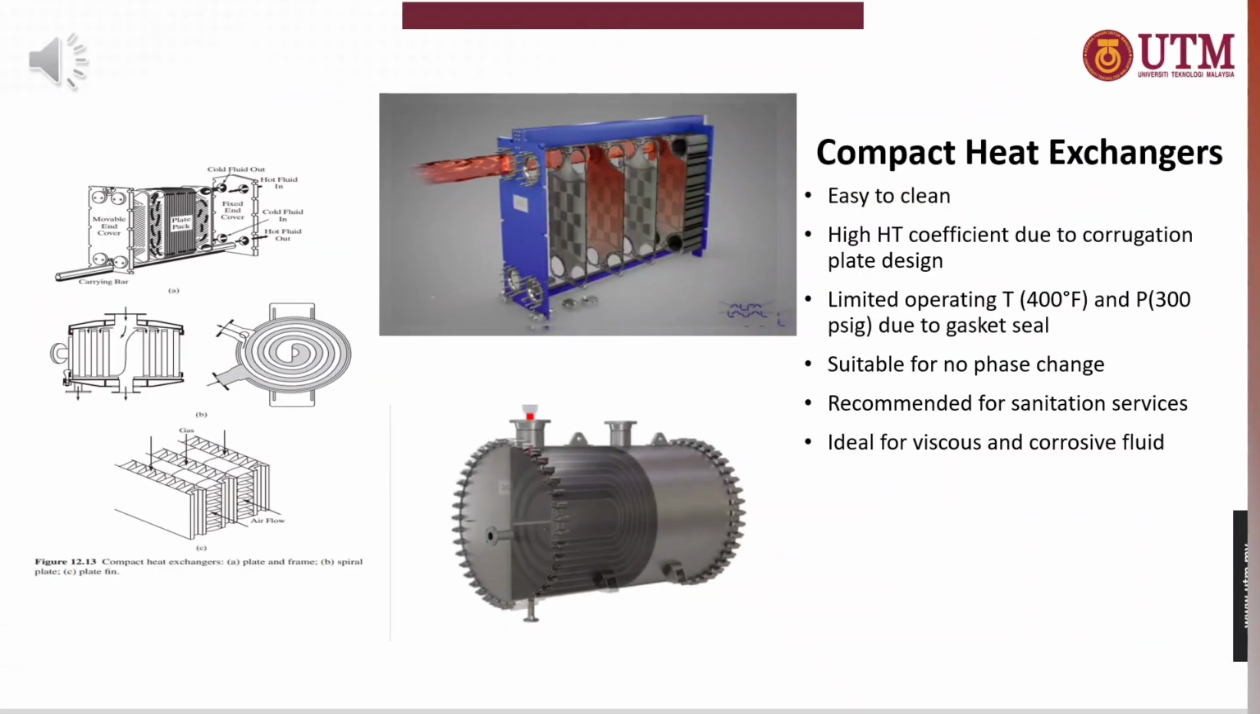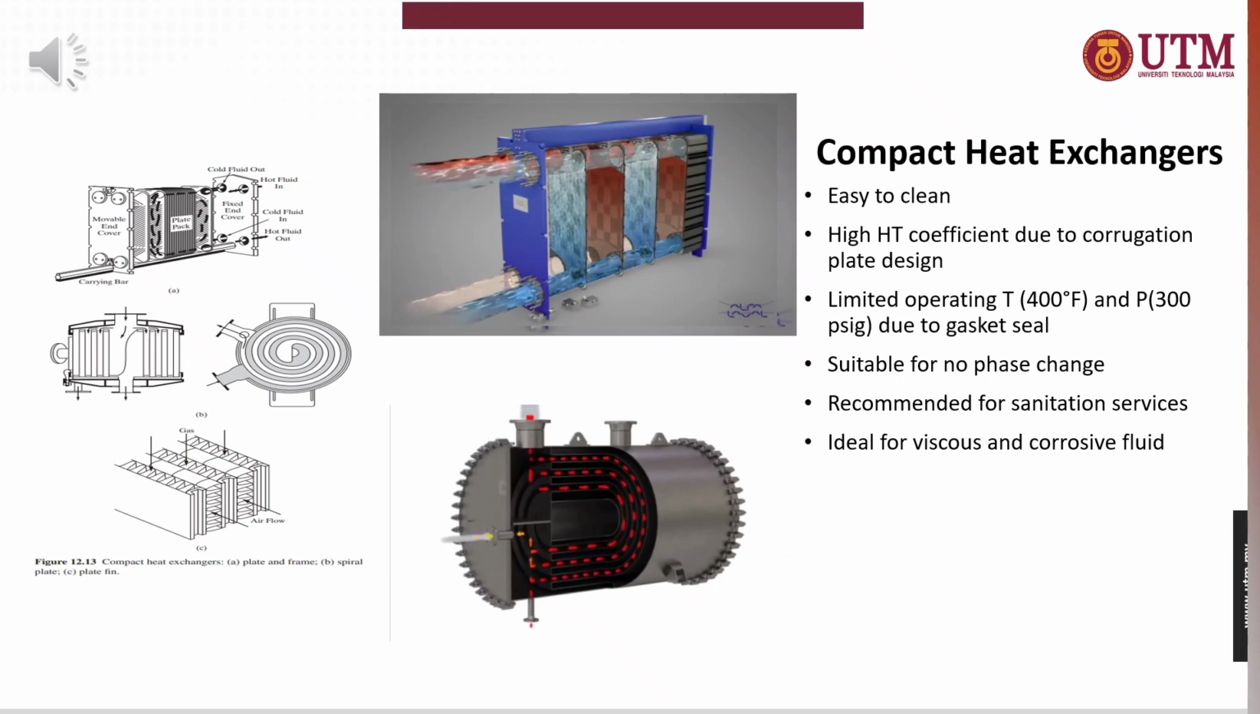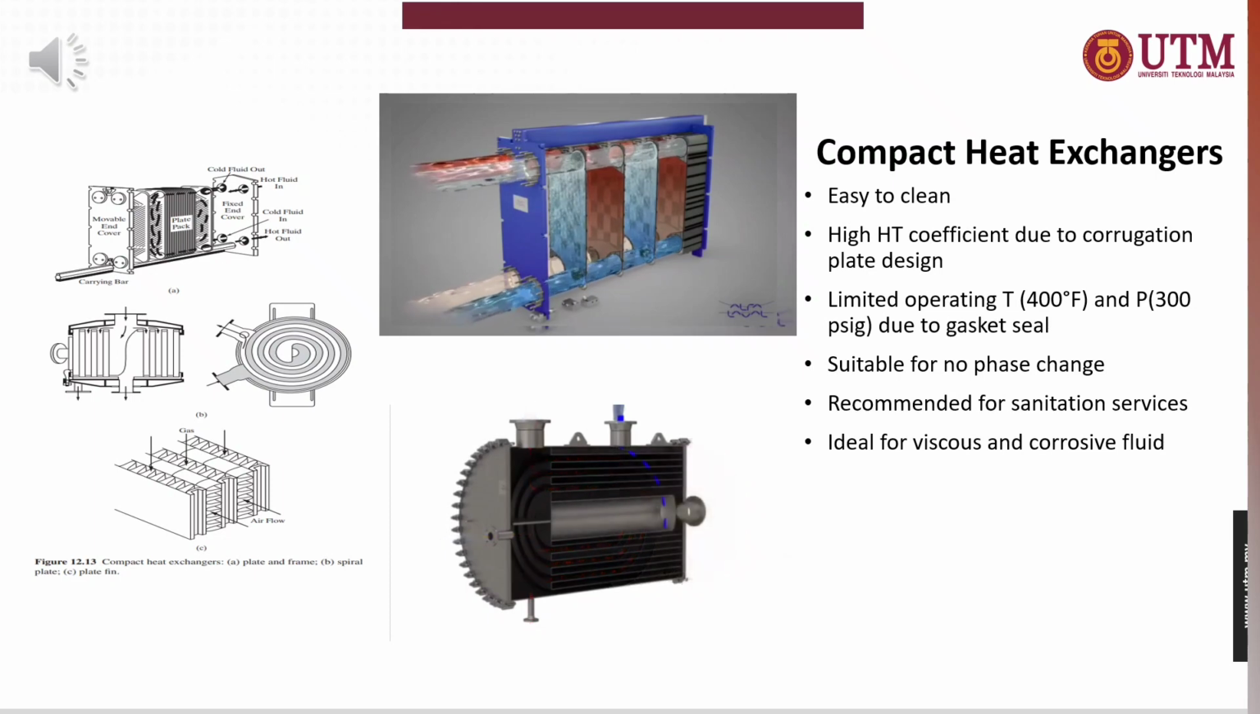The next heat exchanger type is compact heat exchangers. It is slowly replaced by shell and tube heat exchanger due to the TEMA standards. It can be divided into 3 parts, which are plate and frame, spiral plate, and plate fin heat exchanger. The compact heat exchanger is easy to clean and has a high heat transfer coefficient due to the corrugated plate design. It is strongly recommended for sanitation services.